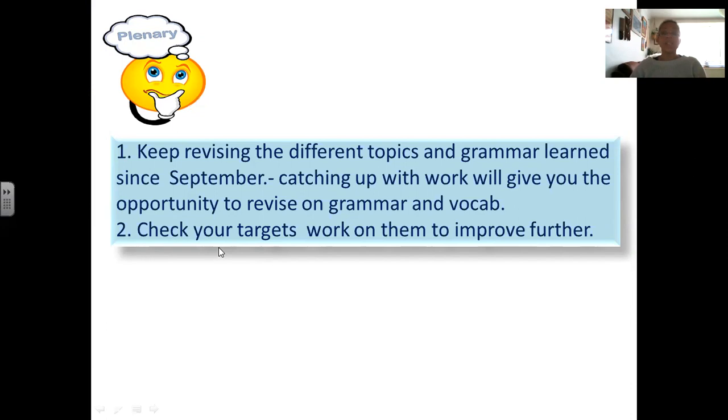Please check the targets that you have been setting for yourself. Have you met them? If you haven't, you need to work on them to improve further. Okay, so you can do very well in the assessment in our double lesson. And that's it, guys. This is our revision lesson before our double lesson.